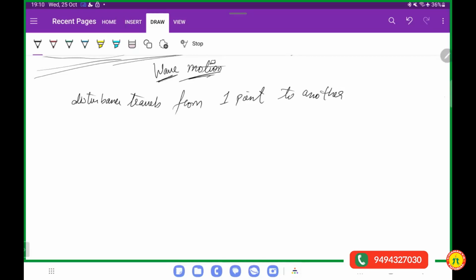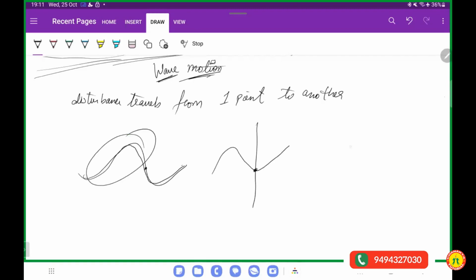Understand the difference between disturbance and particle. Disturbance means the motion is disturbed there, but the particle is not moving. Now, this wave is here. I'm taking this particle. So the particle is there, but this disturbance is moving here. If I draw the particle here, this particle is in the same position, but the disturbance has changed. It moved here.